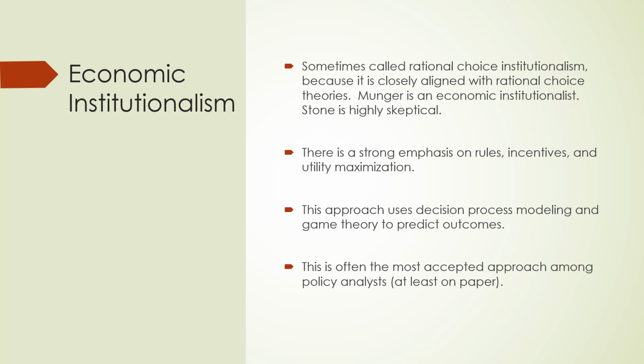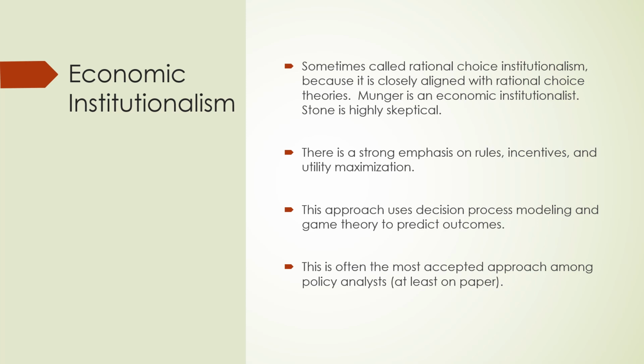Now, in this course, we often focus a good deal on economic institutionalism, sometimes called rational choice institutionalism, because it's closely aligned with rational choice theories. Munger, who we were introduced to in the last section, is an economic institutionalist. Stone is not. Stone is the opposite. There's a strong emphasis on rules, incentives, and utility maximization, or the idea of getting the best benefit possible. This approach uses decision process modeling, which is to say, you actually look at the process of decision making, you determine what the benefits and costs are at each step along the way, and game theory to predict outcomes. Tragedy of the Commons, the prisoner's dilemma, the chicken game.